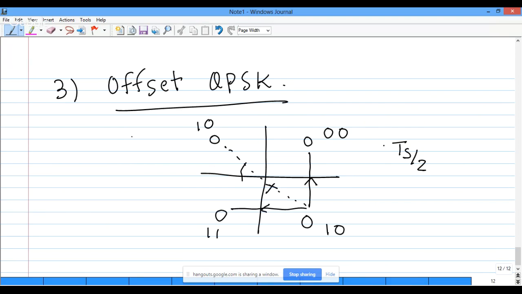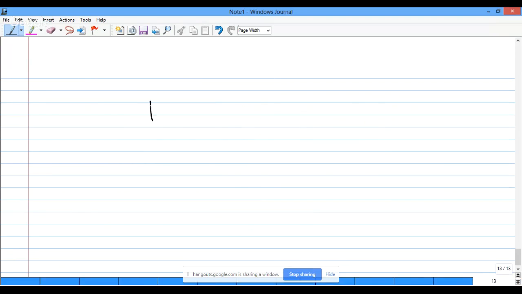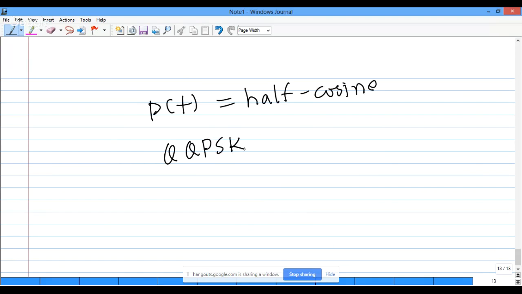Now, this offset QPSK can let you have phase transitions of 90 degrees if you are using a pulse shape p(t) in general. But if you further restrict your pulse to be a half cosine pulse, then in offset QPSK you can have constant amplitudes.